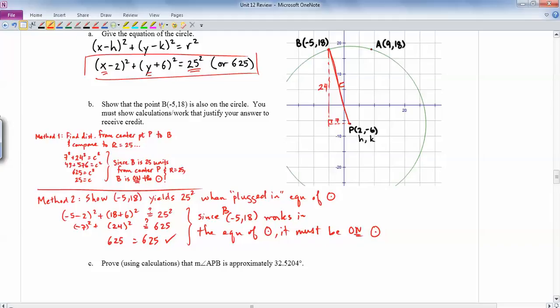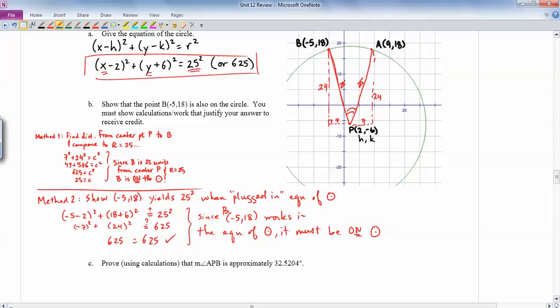Okay, then it says prove using calculations that APB is about 32 degrees. So here is the angle that we're looking for, APB. Oh, and now we know this is 25. By the way, we also know this is 25. And if I make another slope triangle right here, by the way, this is just one way of doing it, this would be 7. It turns out 2 to 9. And then this would also be 24. So I actually have these two congruent triangles right next to each other.